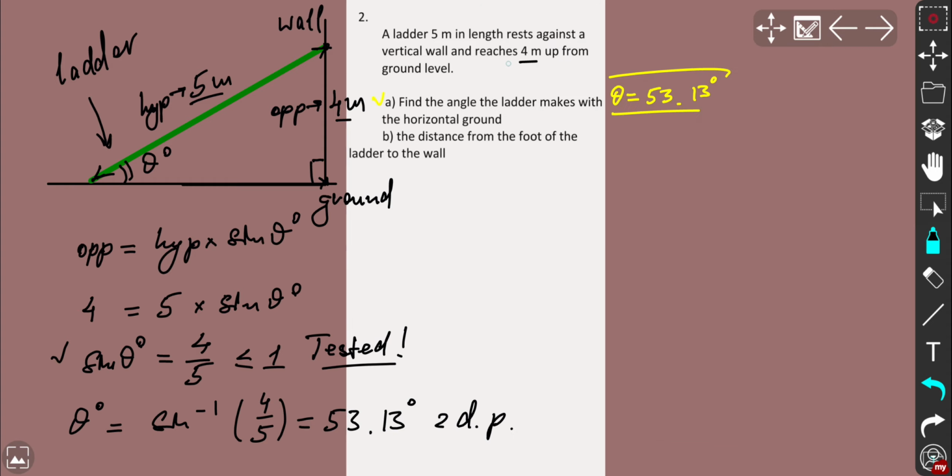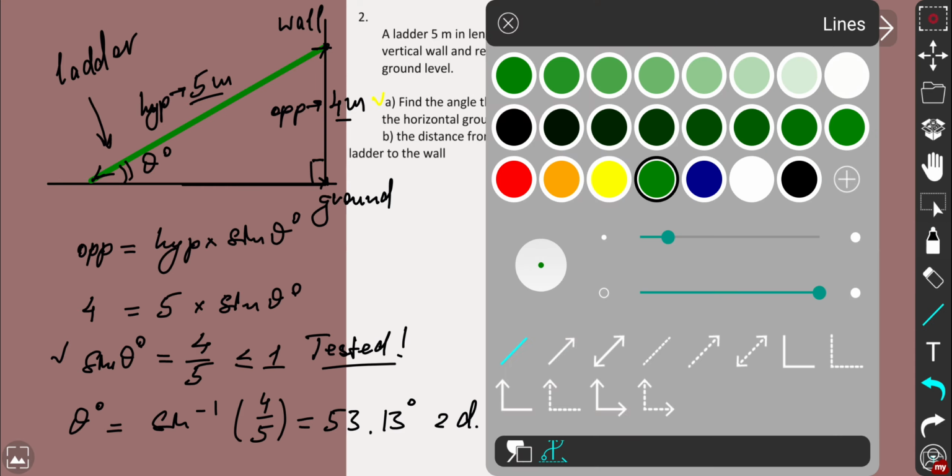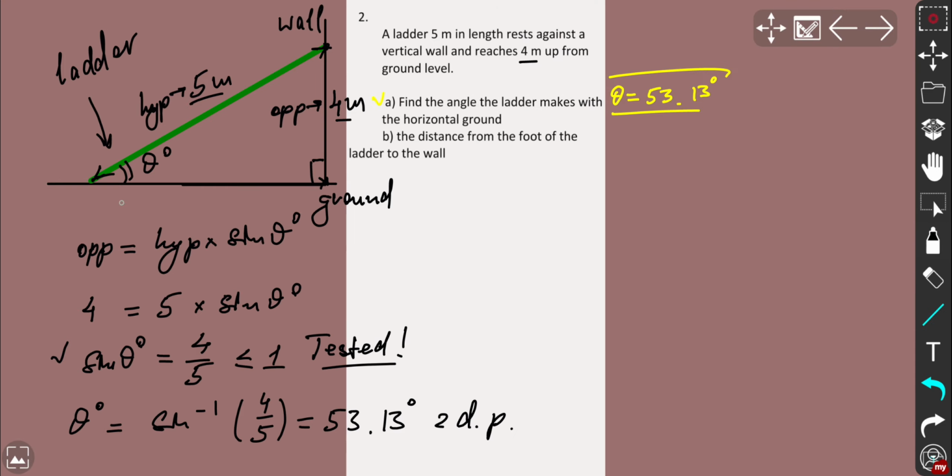The next part is the distance from the foot of the ladder to the wall. Where is that distance? I marked it with red. The distance from the foot of the ladder to the wall is right there. It's going to be the line segment parallel to the ground, from where we can find that.